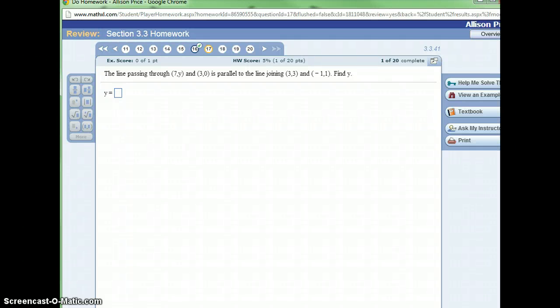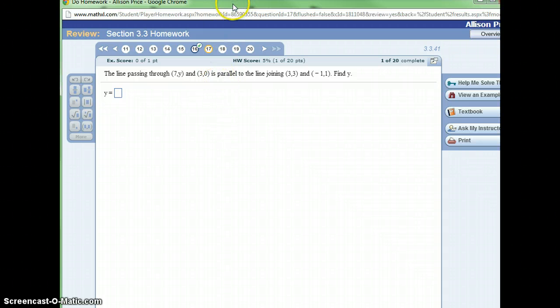On number 17 in section 3.3, we're given that a line that passes through (7, y) and (3, 0) is parallel to a line that joins (3, 3) and (-1, 1), and we're instructed to find y. So what I need to do here is use the fact that these lines are parallel, and that's telling me right away that they're going to have the same slope. Parallel is a measurement of the same direction or same slope.